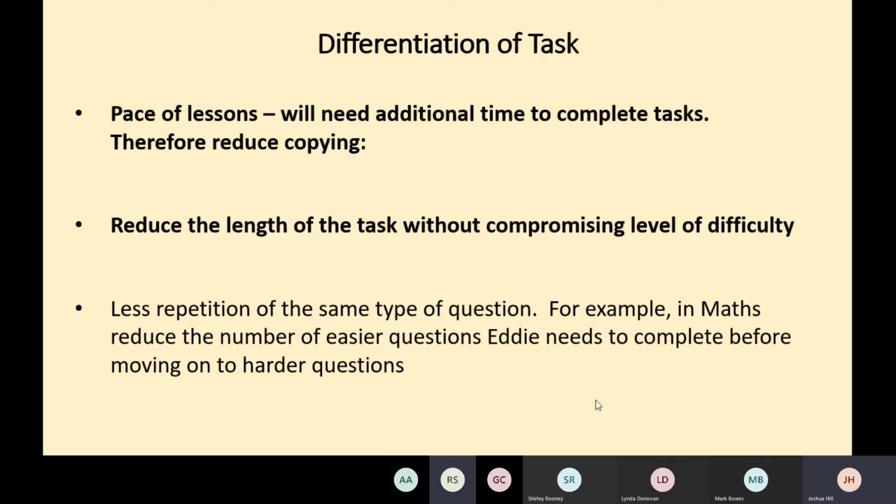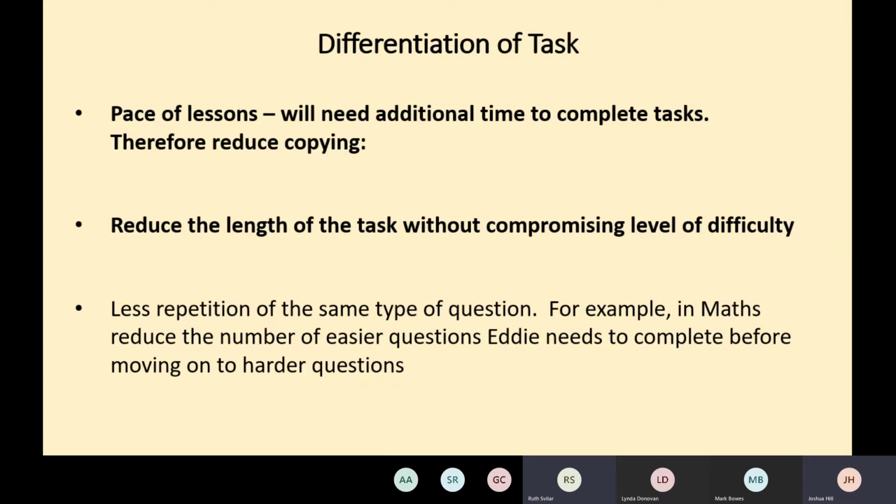Hi, my name's Ruth and I'm also a qualified teacher of the visually impaired with the service. Eddie will need tasks to be differentiated. Due to his visual impairment, it will take him a lot more time to complete tasks. Therefore, we would recommend that copying is reduced. There's very little to be gained from copying. It's very time consuming, and as Eddie has nystagmus, the constant transfer of gaze involved in copying is extremely tiring.